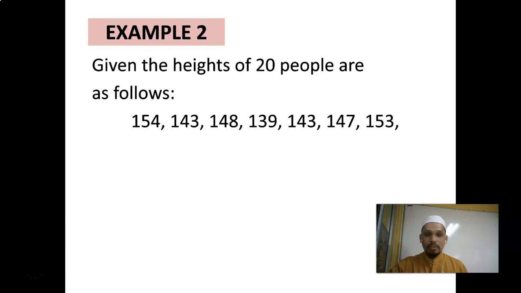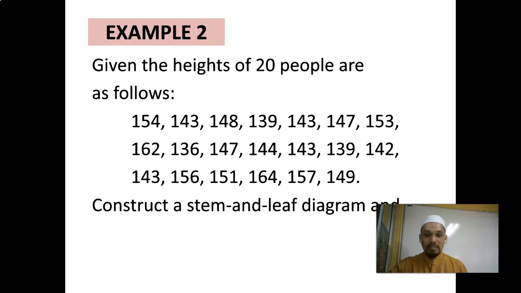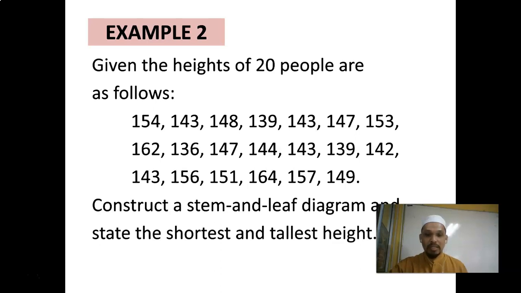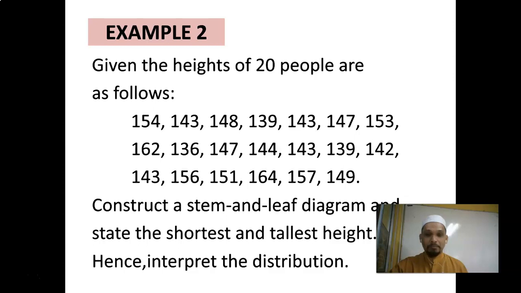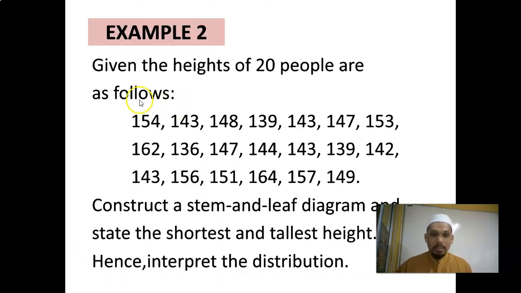Given the heights of 20 people as follows, construct a stem and leaf diagram and state the shortest and the tallest height. Now, from this raw data, let's copy all this data again on the next page of the slides, arranged from the lowest to the highest.